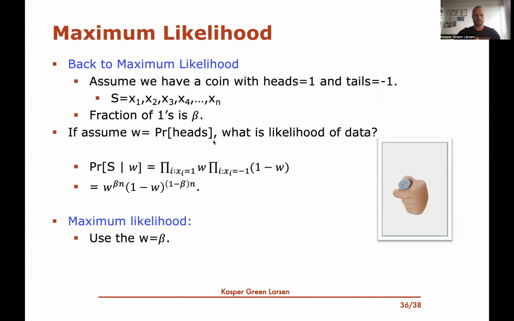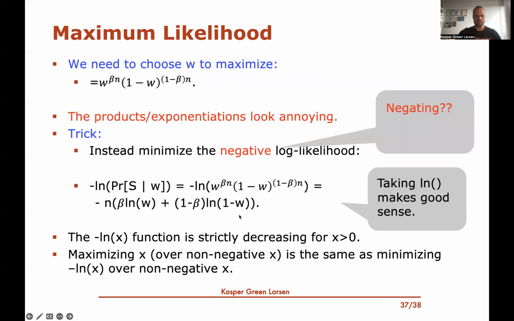Okay, so if you just return to what we had before, the setup was really that we had these n coin tosses, and we saw a beta fraction of 1s. And if we assume that w was the probability of seeing a heads, then you could give an expression for the likelihood of the data. And then we wanted to maximize this expression by choosing w carefully. And we went through all these steps and saw that the best choice of w was to choose w to be beta.